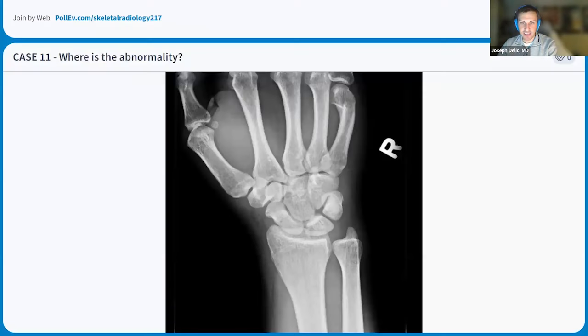All right, case 11. So where is the abnormality here? Another one, my residents put their marker here on this chronic fifth metacarpal fracture. So please don't put it there. That's not our injury. Shout out to all my residents. You guys do a great job. All right, so I like this cluster.